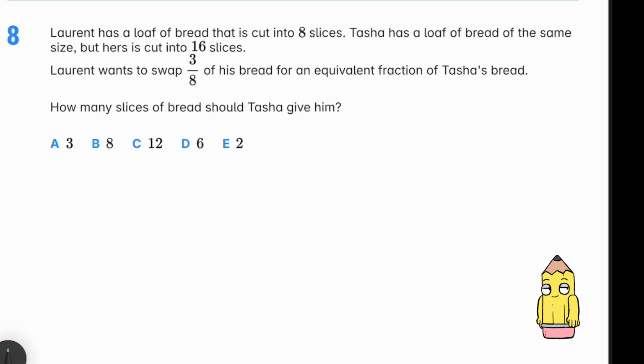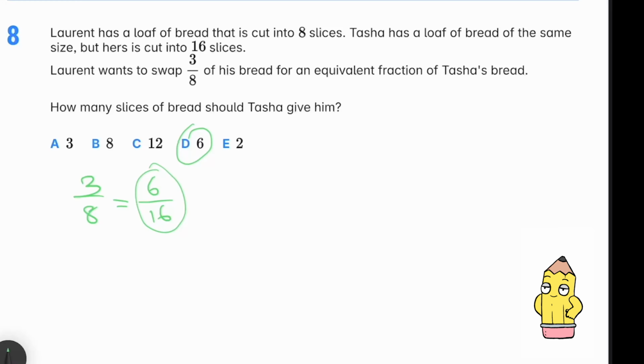So we need to find an equivalent fraction for 3/8 with 16 as a denominator. So we get 3/8, which equals 6/16. So therefore, Tasha should give Laurent 6/16 of her loaf, or 6 slices of bread. And that's because 3/8 has the same value as 6/16, and they are equivalent fractions. So D is our answer.